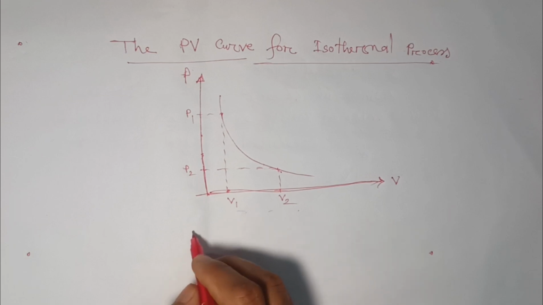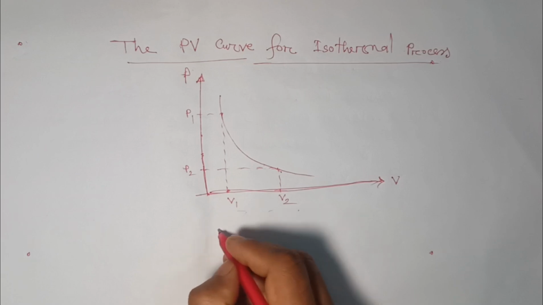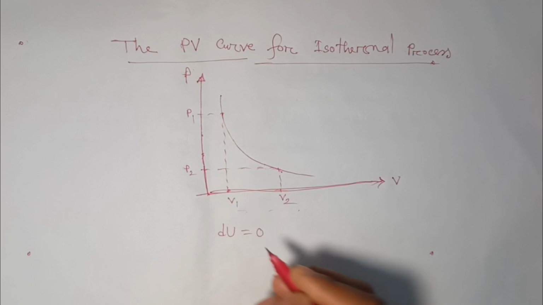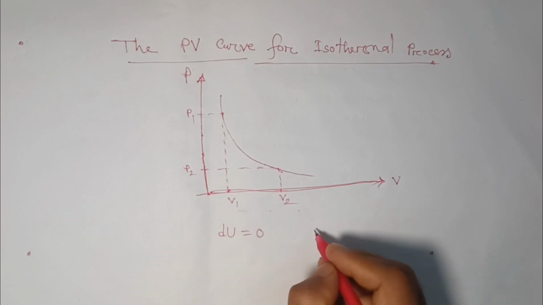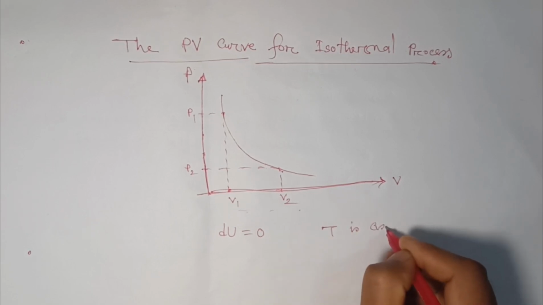And in isothermal process, the temperature remains constant, so the internal energy of the system doesn't change. That's why dU is equal to 0, since T is constant.